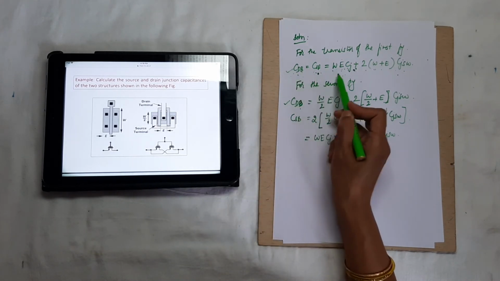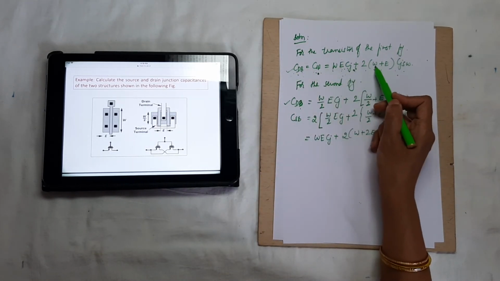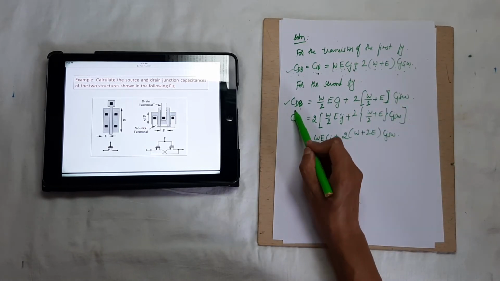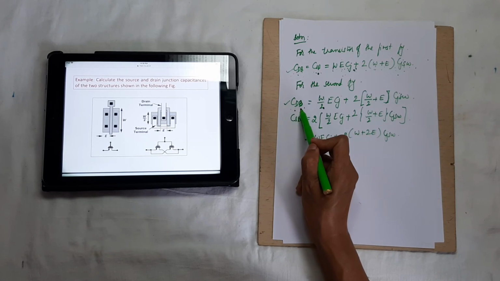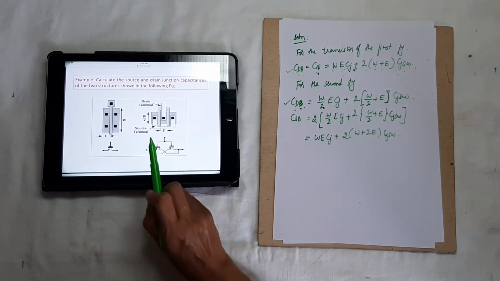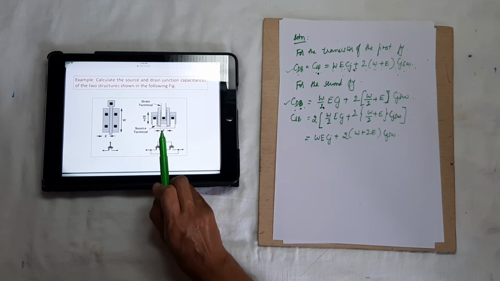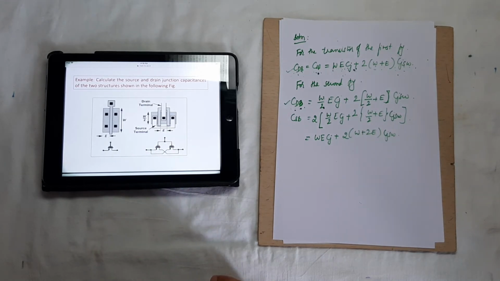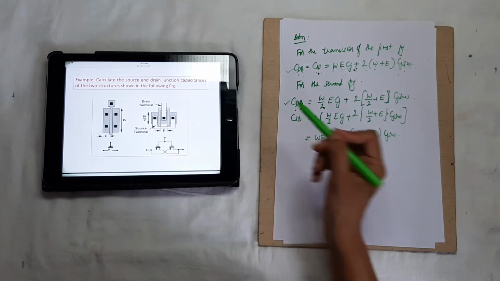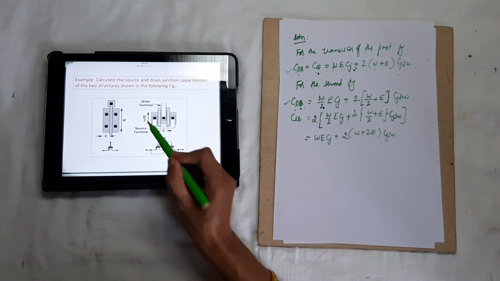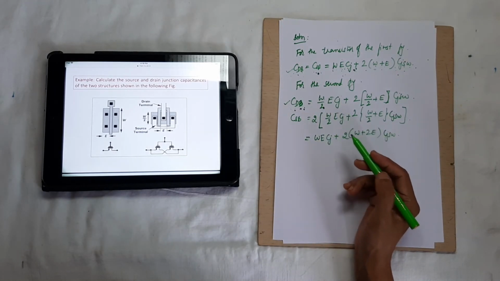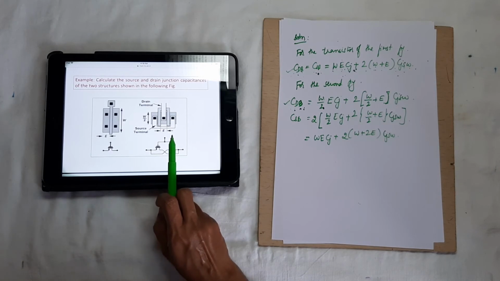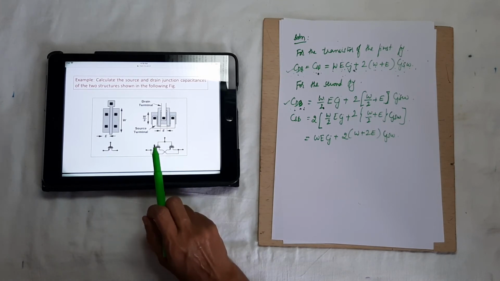So here for CdB it is WECJ and 2 into W plus E into CJSW. Whereas for the second figure CdB is given as W by 2. So there it is reduced by half. Width is reduced by half. So total drain to bulk capacitance is reduced when the structure is folded like this. Therefore, this example is demonstrated. When we have the entire W, the capacitance is more. When the structure is folded, the capacitance reduces. So when we go for the layout, we have to think what type of layout has to be used for the better performance.